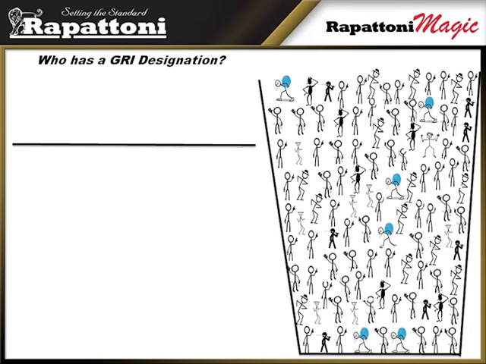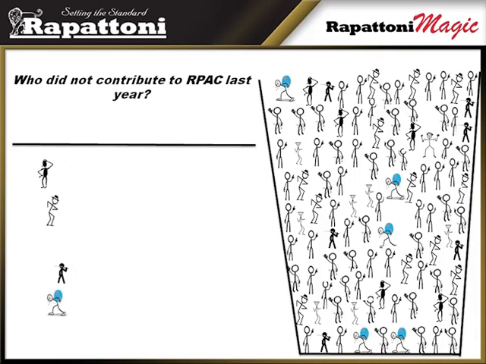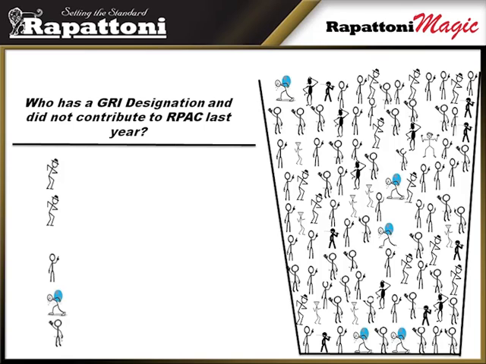You can run a merge like we showed you through the designation merge and select the people that have a GRI. Okay, that's great. You know how to do that. And then you can do a merge of who did not contribute to RPAC last year. So we'd use the non-contributor merge and find the people who didn't contribute. Exactly. So that's one list. I know how to do that. Great. Nothing new here. But did you know that you can combine the two? Who has a GRI designation and did not contribute to RPAC last year? Well, I've got to write that down on a piece of paper to do it, don't I? Not at all.